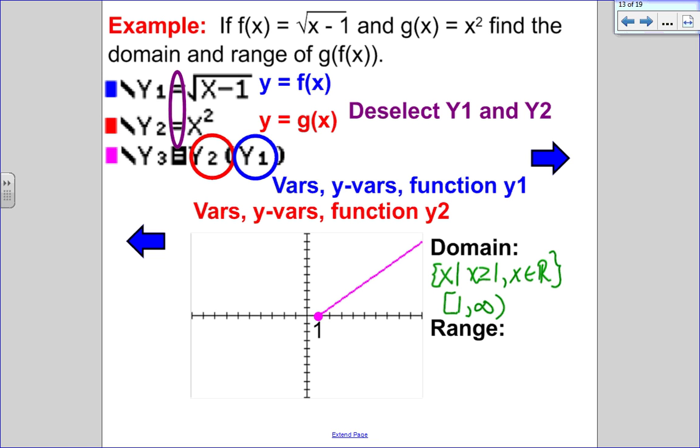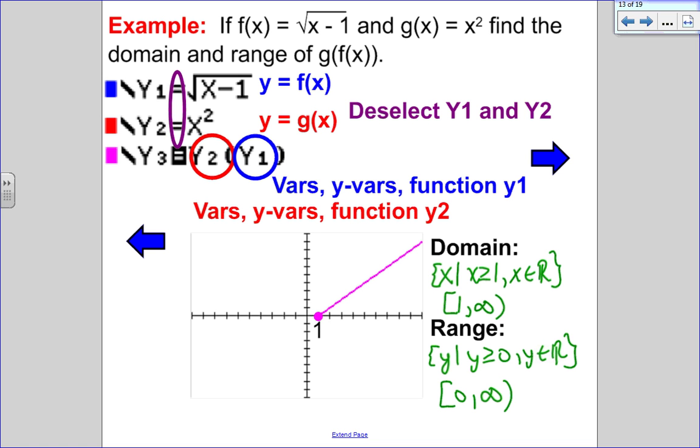And then for the last one, the range is all the y's are positive, nothing negative. So it's going to be the set of all y such that y is greater than or equal to 0, but still an element of the reals, or using interval notation, 0 up to but not including 0.